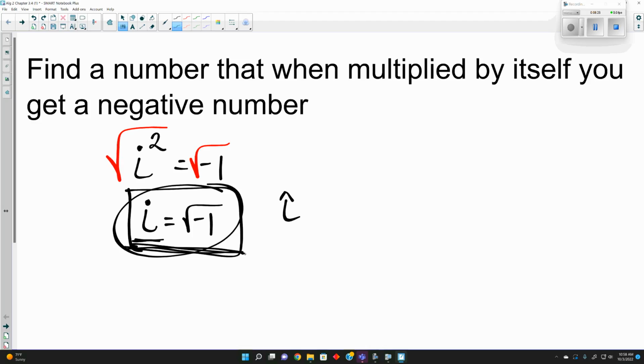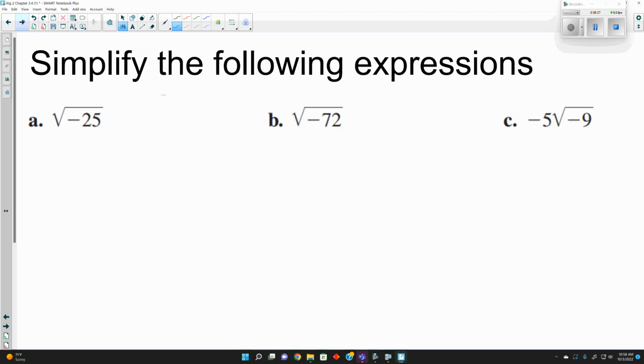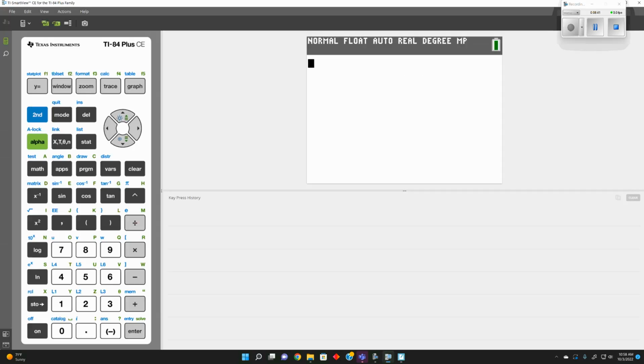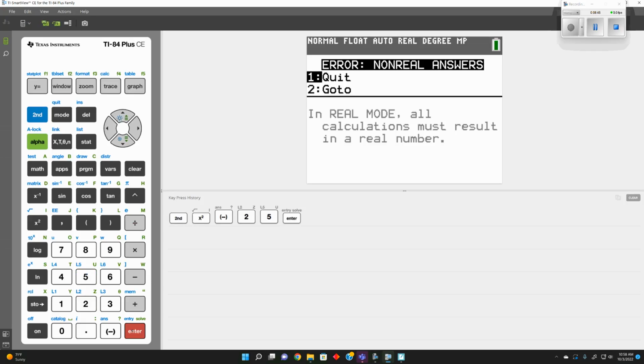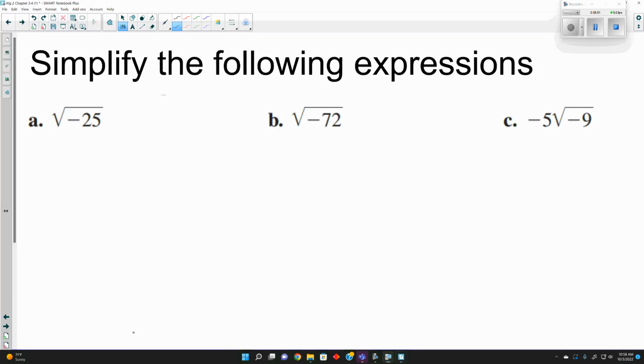Now, for us, the first thing we're going to look at is simplifying these. So the square root of negative 25, we can plug it into the yellow calculator and see if it'll simplify it for us. And it's going to give us a domain error or non-real answer, because, as we already saw with the first one, negative 5 times negative 5 is not negative 25.